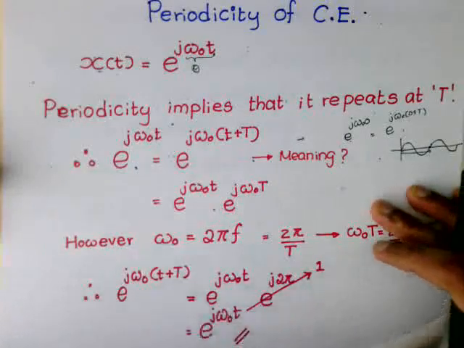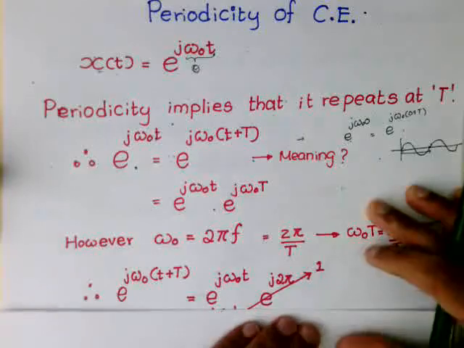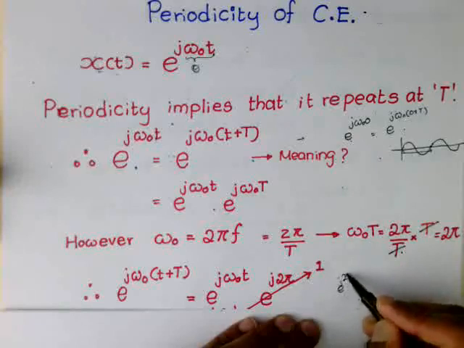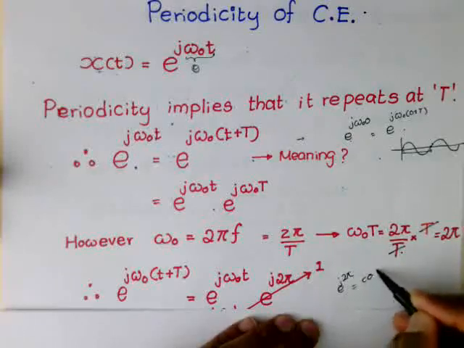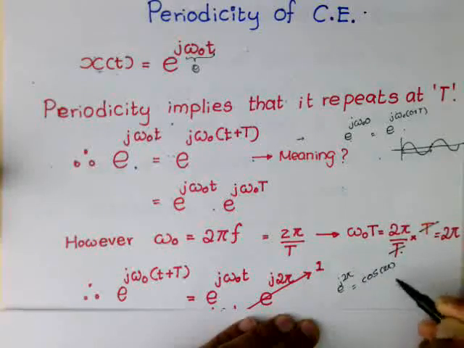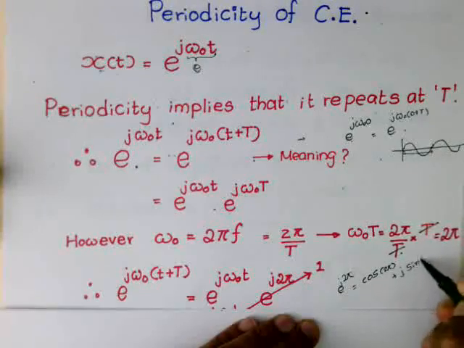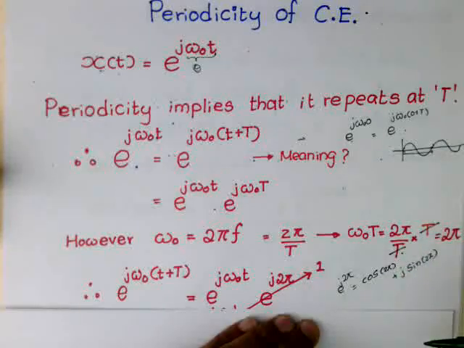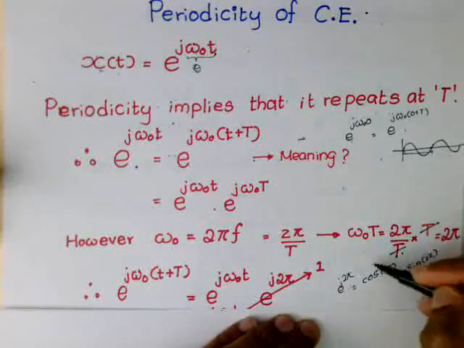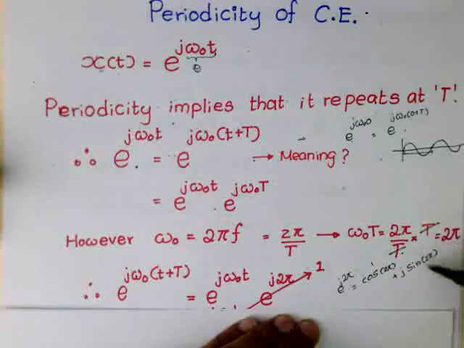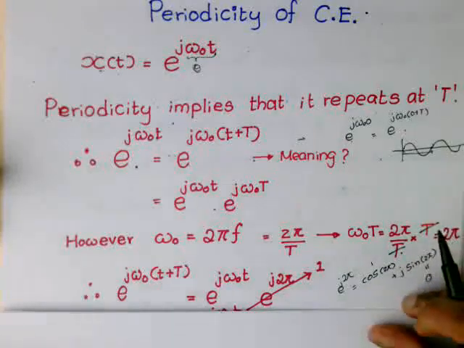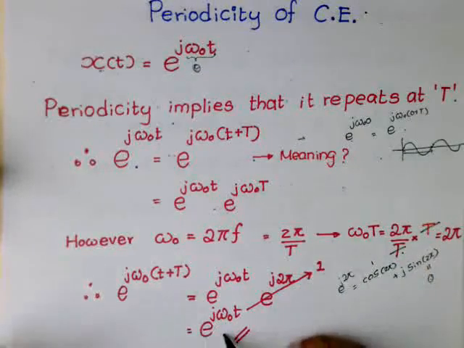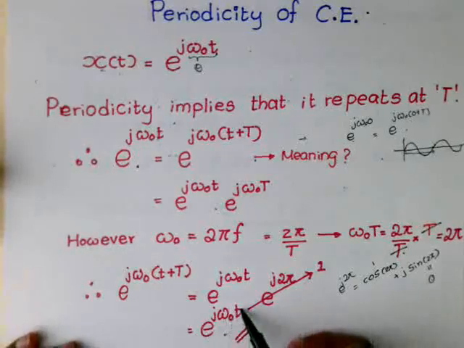Now e^(j 2 pi), from Euler's relation, we can write as cosine 2 pi plus j sine 2 pi. So what is cosine 2 pi? Cosine 2 pi is equal to cosine 0, which is 1, and sine 2 pi is equal to 0. Therefore, we can say that e^(j 2 pi) is 1, and voila, we have our e^(j omega naught t).